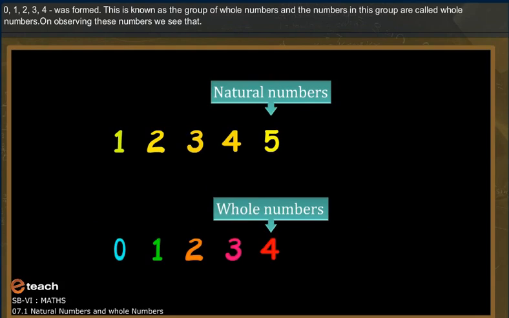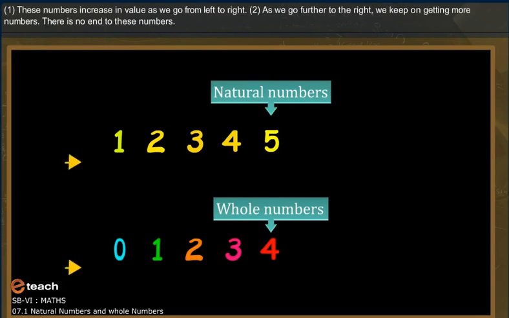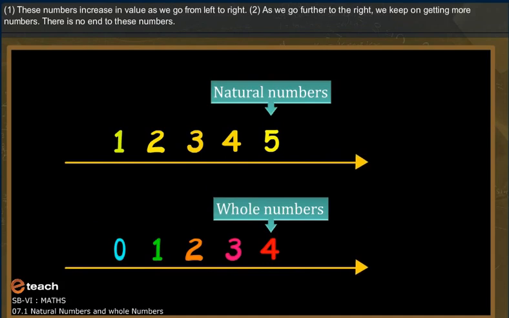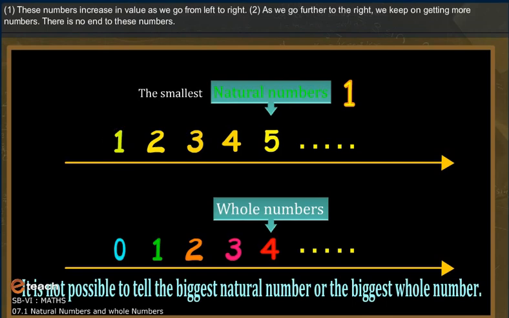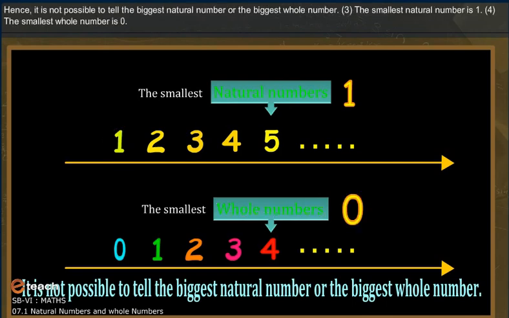On observing these numbers, we see that: 1. These numbers increase in value as we go from left to right. 2. As we go further to the right, we keep on getting more numbers. There is no end to these numbers. Hence, it is not possible to tell the biggest natural number or the biggest whole number. 3. The smallest natural number is 1. 4. The smallest whole number is 0.